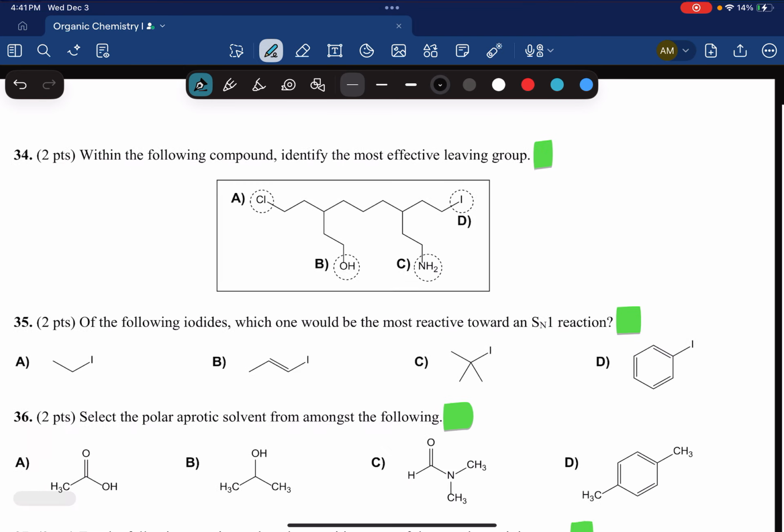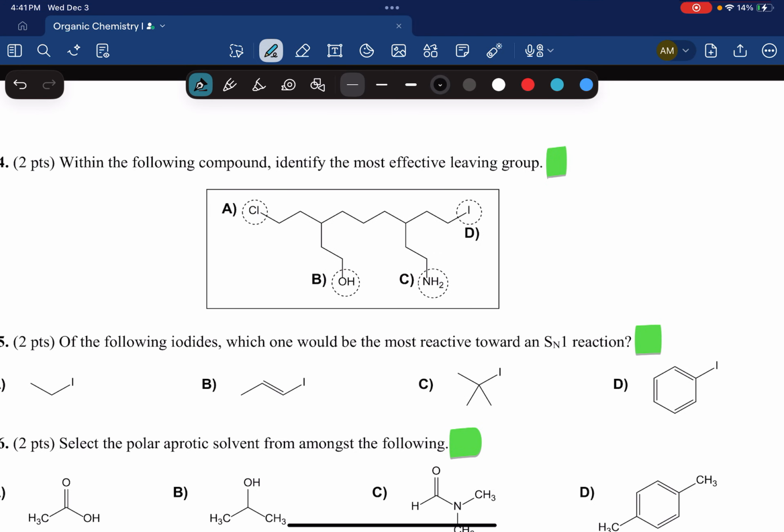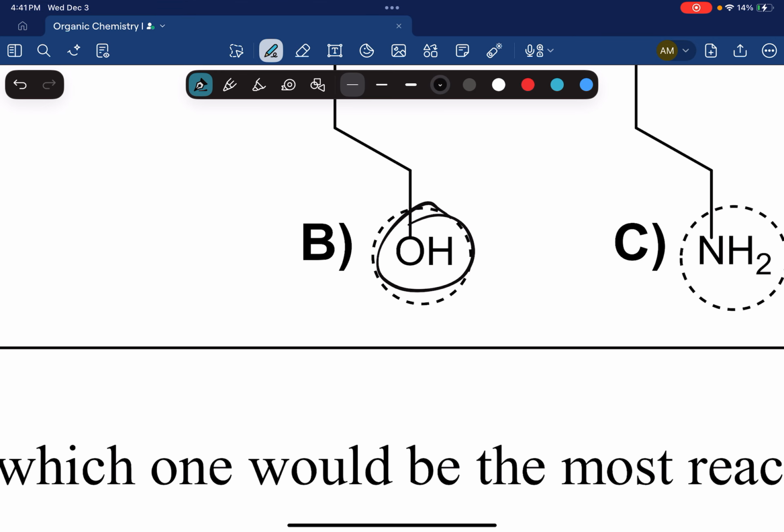Okay, 2 more. What is the most effective leaving group? Honestly, just gut reaction, I want to go with chlorine, because chlorine is what I always see. But let me think about the rules again. I know OH does not make a good leaving group. If it was OH2 plus, that would make a good leaving group. But OH by itself doesn't.